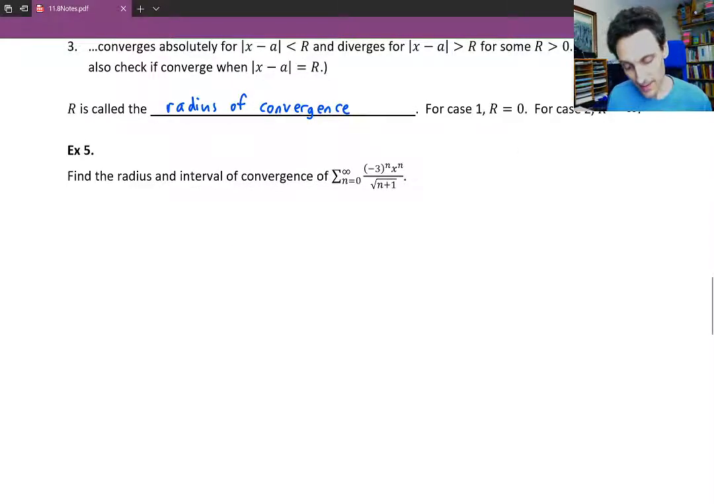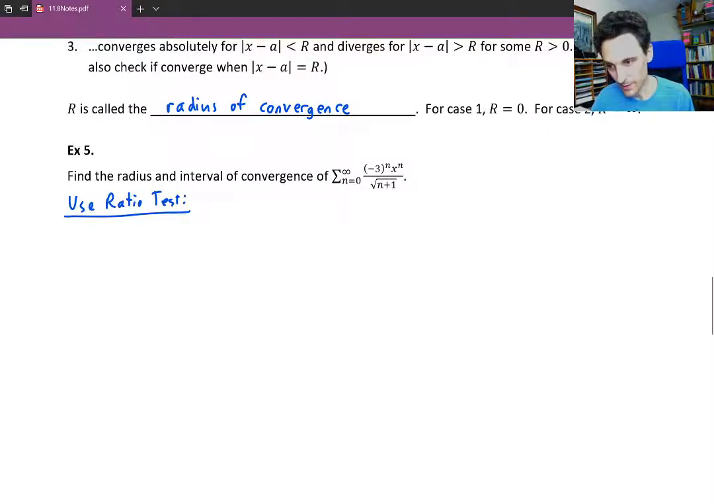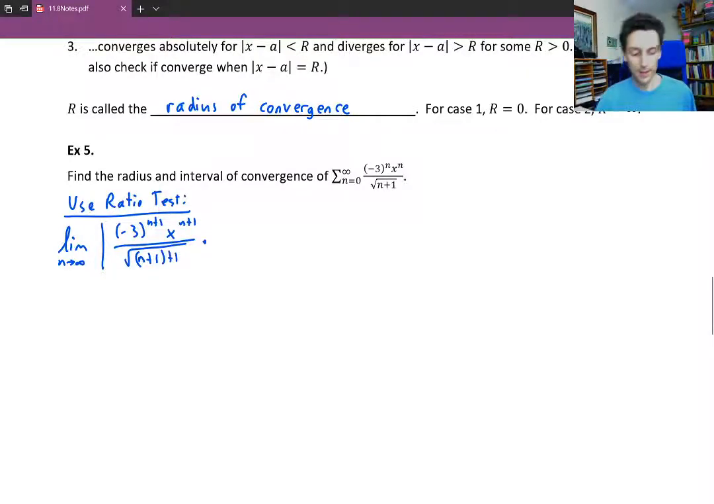So here we have the series, n going from 0 to infinity, of negative 3 to the n times x to the n over the square root of n plus 1. We're going to start by using the ratio test again. You can see the ratio test is very important. We'll take the limit as n approaches infinity of a sub n plus 1 divided by a sub n, or multiplied by the reciprocal, so that's going to be the square root of n plus 1 over negative 3 to the n, x to the n.